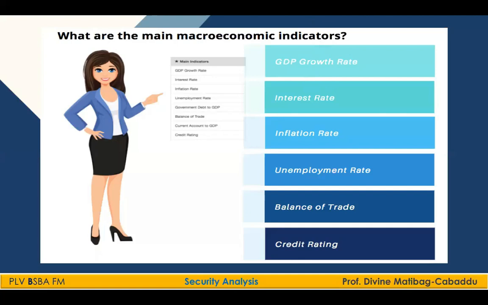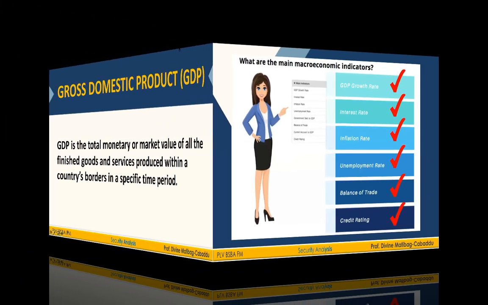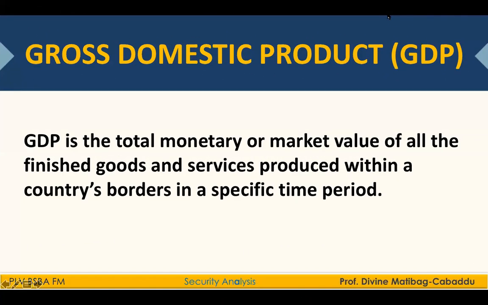How do we measure the size of an economy, or how do we measure the overall health of the economy? One of the best indicators is to look at our gross domestic product, or the GDP growth rate. But it does not give us a full picture of the whole economy. So we have to consider the other macroeconomic indicators such as interest rate, inflation rate, unemployment rate, balance of trade, credit rating, among others. So let's start first with gross domestic product, or GDP.